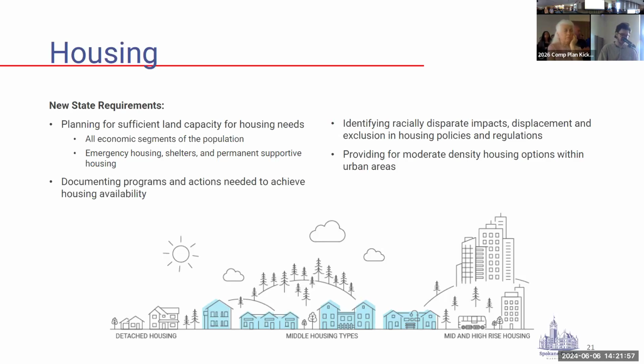We have to begin identifying any racist and exclusionary policies in Spokane County's history and begin to mitigate and undo those. And then we also have to start providing for moderate density housing options in our urban areas. And that's not a blanket all across the board. There's a lot of planning going on around where those different housing density types should be located, especially when we're thinking about infrastructure availability.